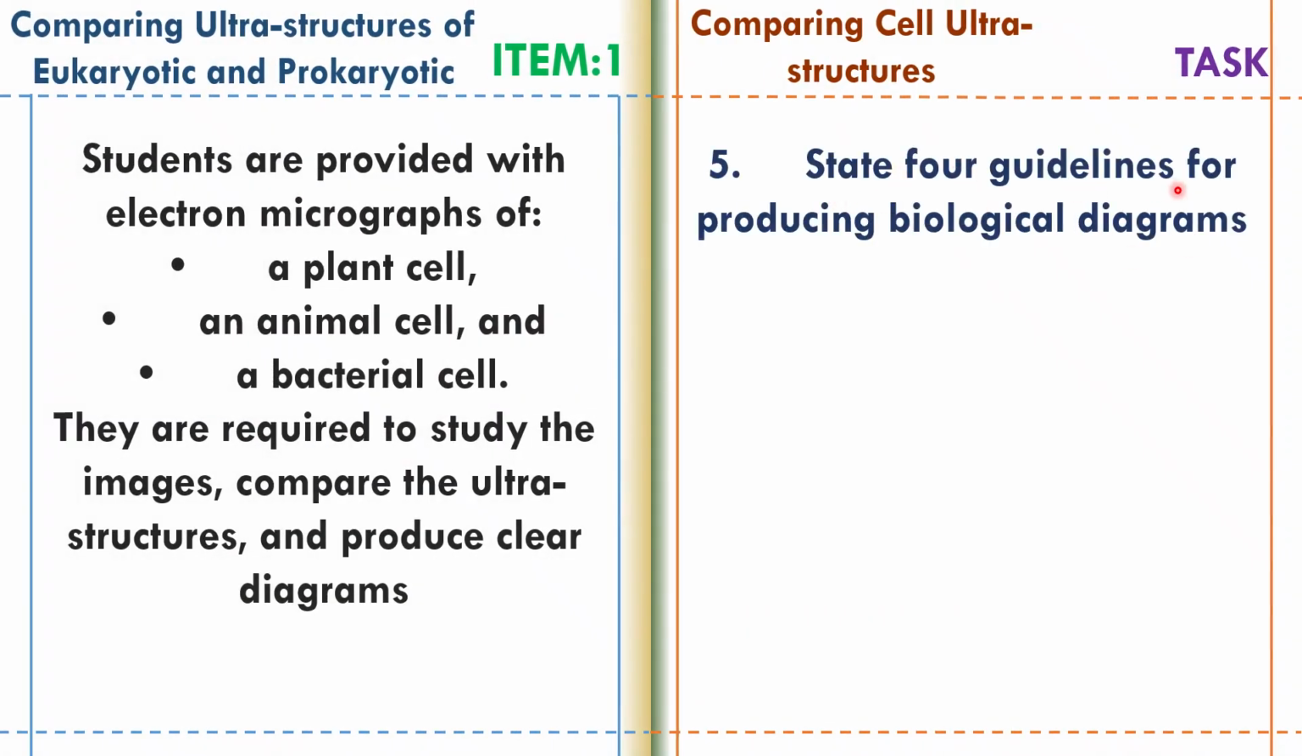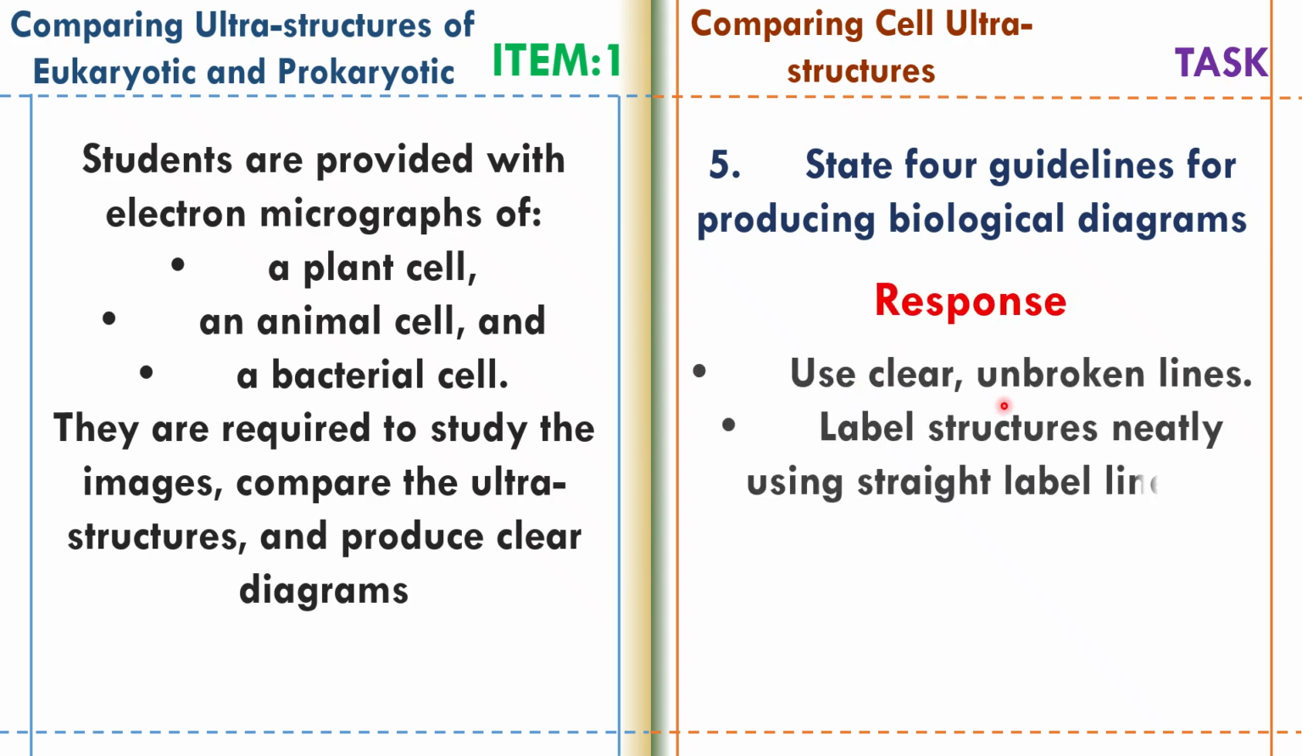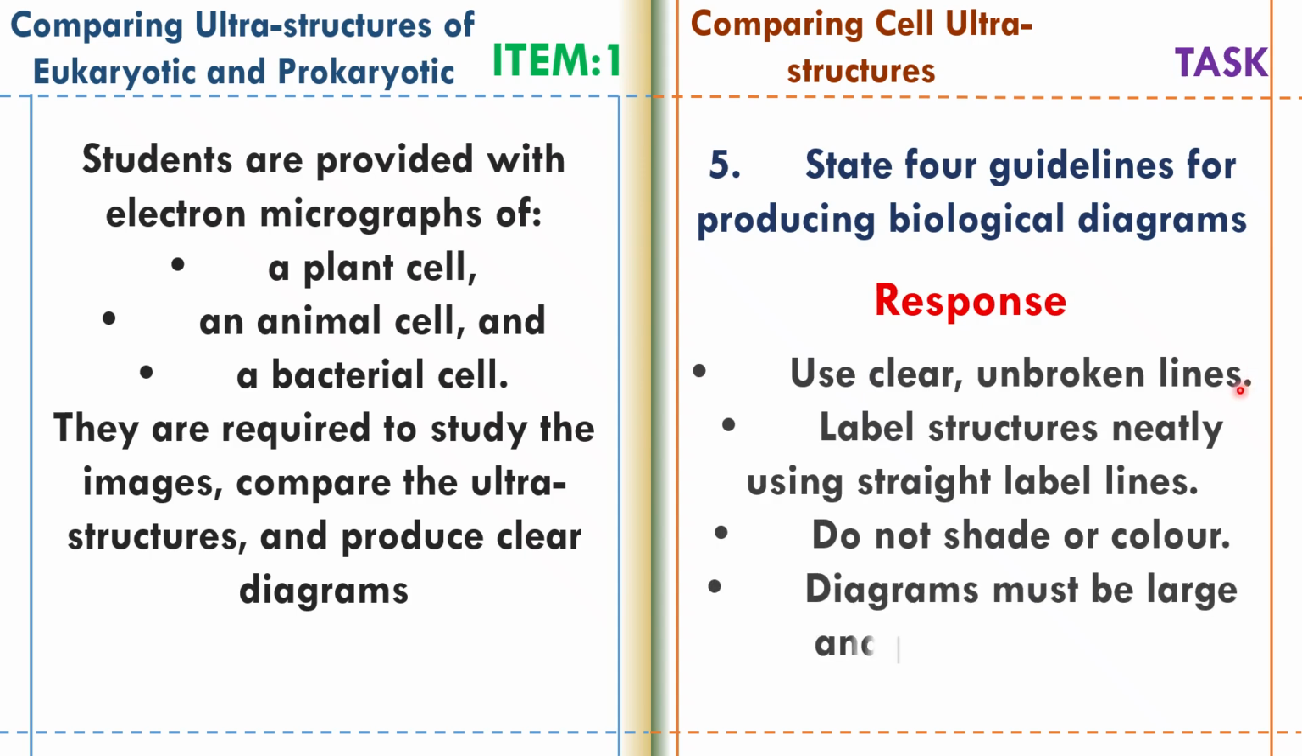State 4 guidelines for producing biological diagrams. Use clear, unbroken lines. Label structures neatly using straight label lines. Do not shade or color. Diagrams must be large and proportional. Include a title.